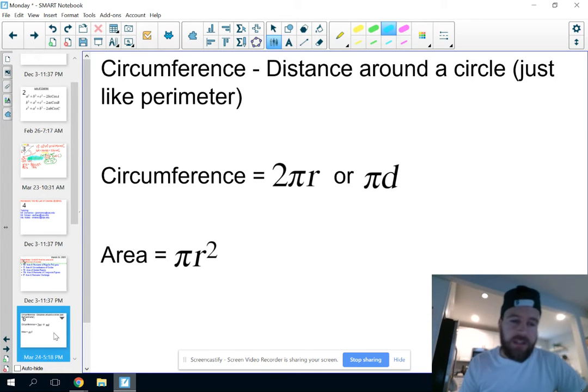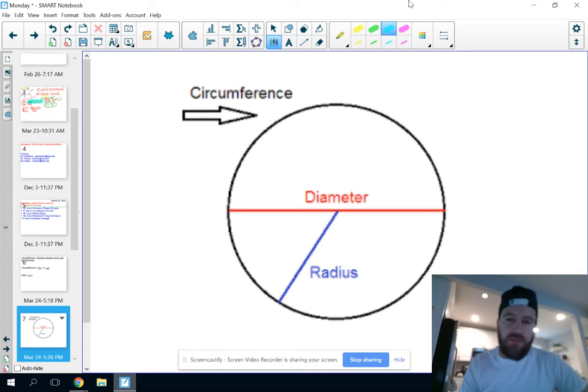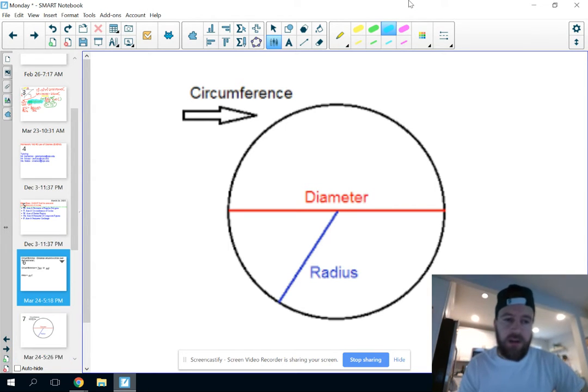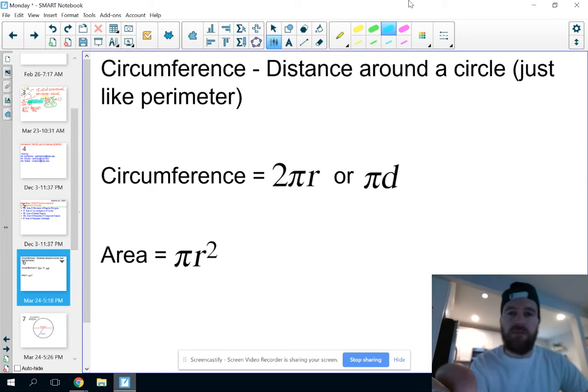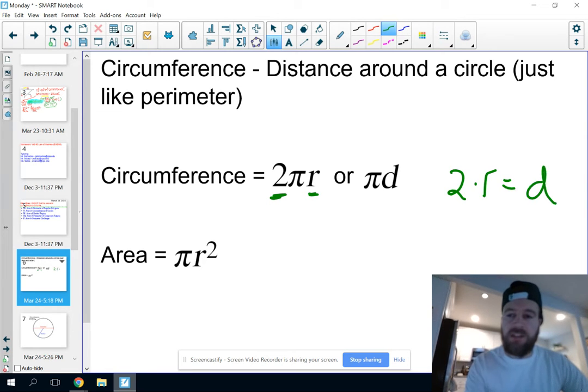Also, looking at some review, just remember that the relationship between the radius and the diameter is that the radius is half the length of the diameter. So that's why our circumference formula can be viewed as 2 pi r or pi times d, because 2 times the radius is the same thing as the diameter. So 2r and d, same thing, and then pi is the same as pi. So either formula works, it just depends on what information you're given in your problem.